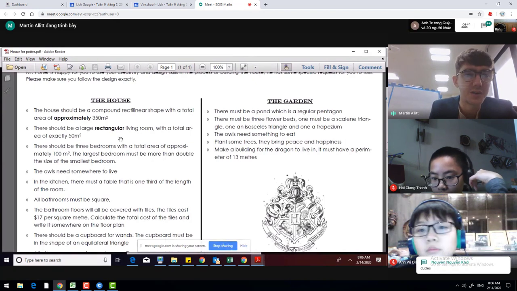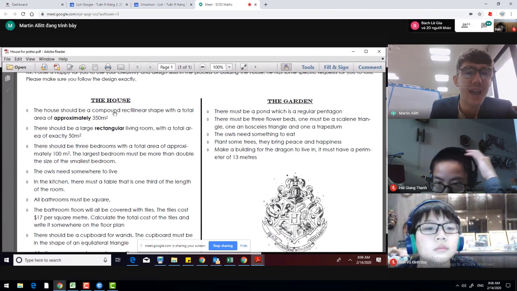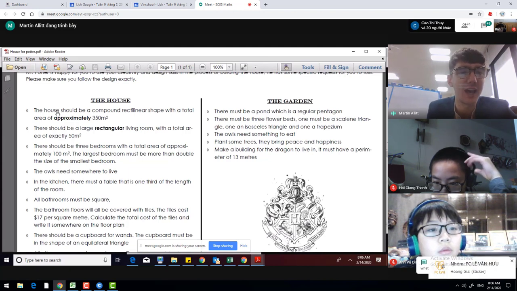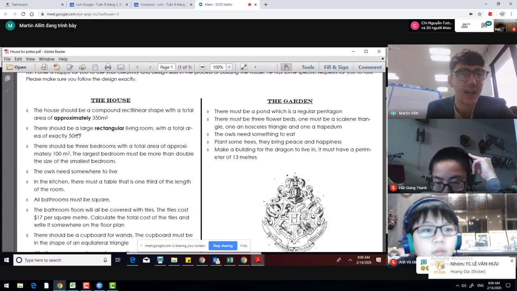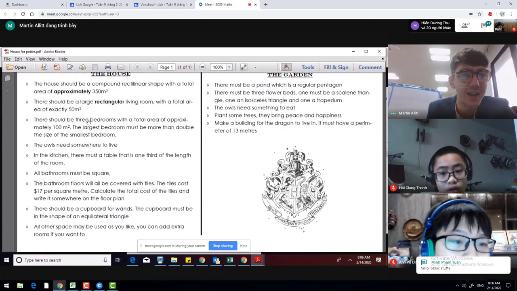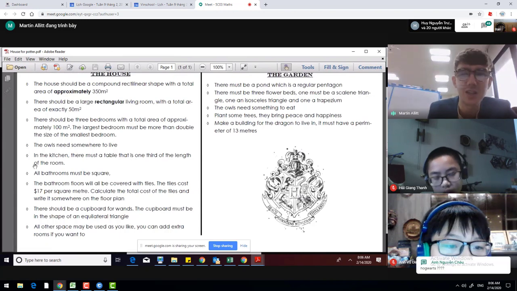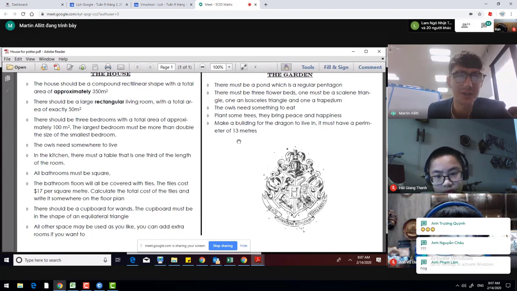So some of the things that he wants. The house should be a compound rectilinear shape. That means a shape that is made of more than one rectangle. It should have a total area of approximately 350 meters squared. There should be a large rectangular living room with a total area of exactly 50 meters squared. There should be 3 bedrooms and so on. I'm not going to read all of them to you. These are the things that you need to have inside the house, and these are the things that you need to have in the garden. So there'll be 2 parts to your design, the house and the garden.